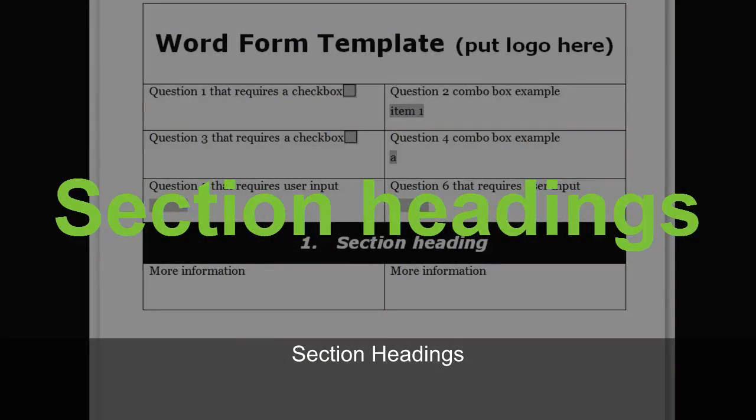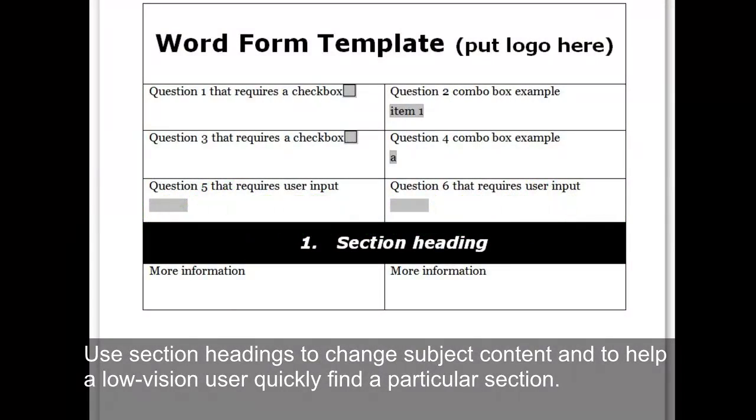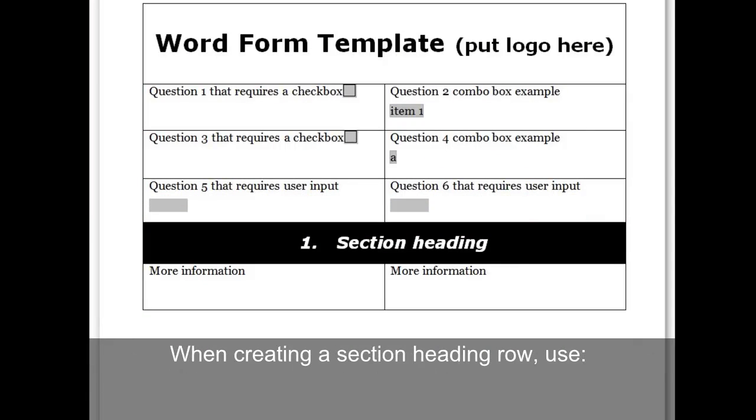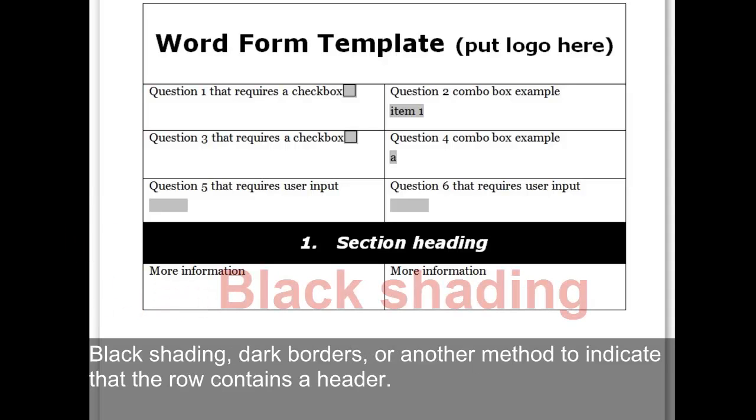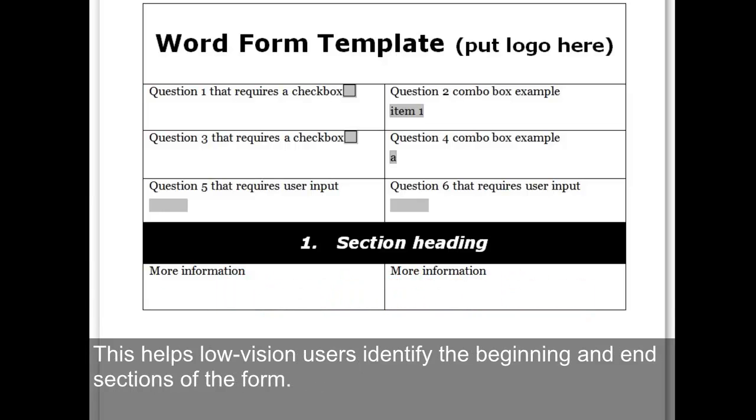Section headings. Use section headings to change subject content and to help a low vision user quickly find a particular section. When creating a section heading row, use a single row, black shading, dark borders, or another method to indicate that the row contains a header. This helps low vision users identify the beginning and end sections of the form.